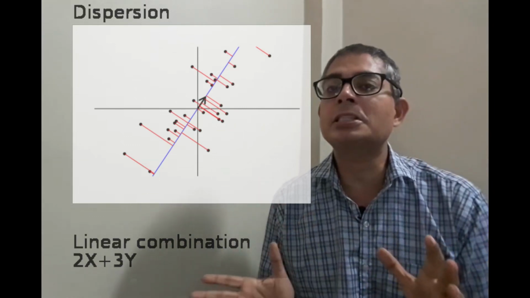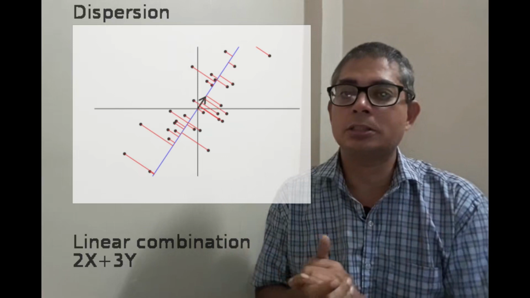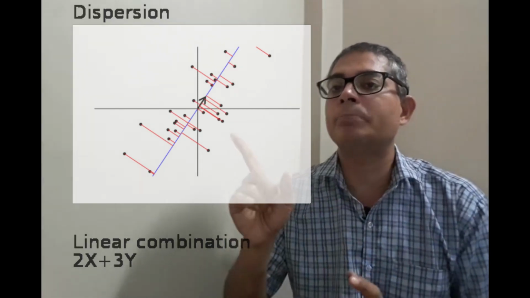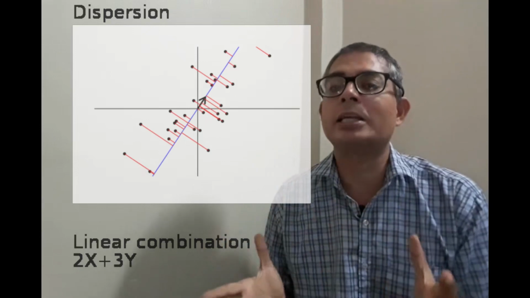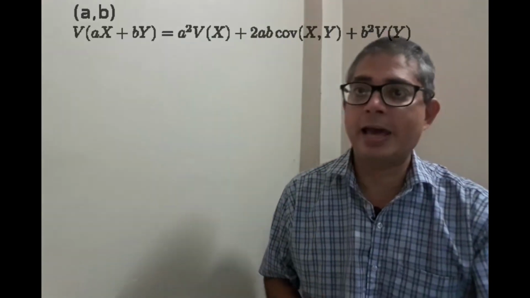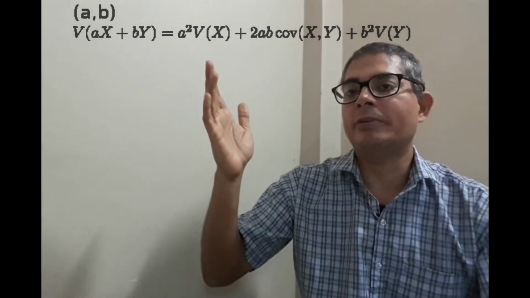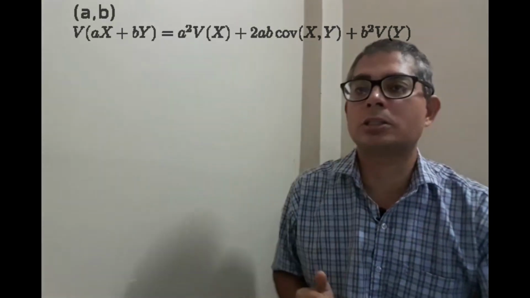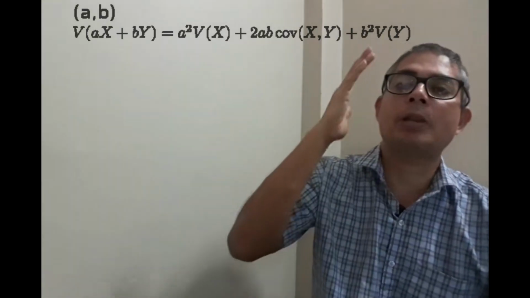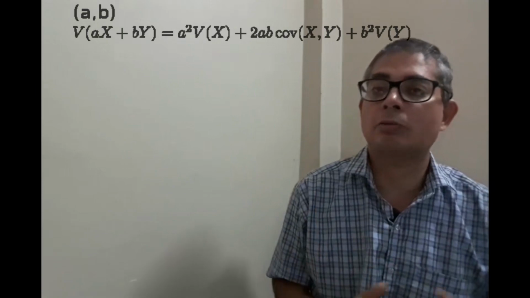Now, in order to capture the spread along all possible directions, we do not just need to take this specific vector (2, 3), but a generic vector, say (a, b), and project all the points onto that line. And then we compute the variance of the univariate projected values along the line. This amounts to basically computing the variance of ax plus by, which is a squared times variance of x, plus 2ab times covariance of x and y, plus b squared times variance of y.